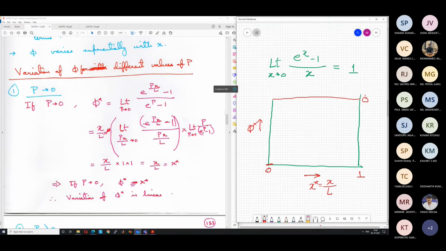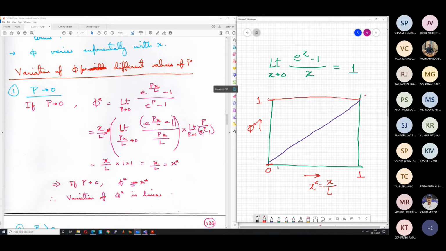So this is 0, sorry. And this is 1. So we get this variation, that phi star is equal to x star. So this is the linear variation going from 0 to 1. So phi star goes from 0 to 1 as x star goes from 0 to 1. This is the variation. This is a linear variation.